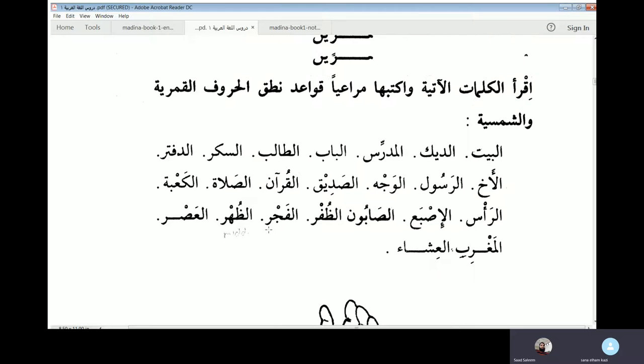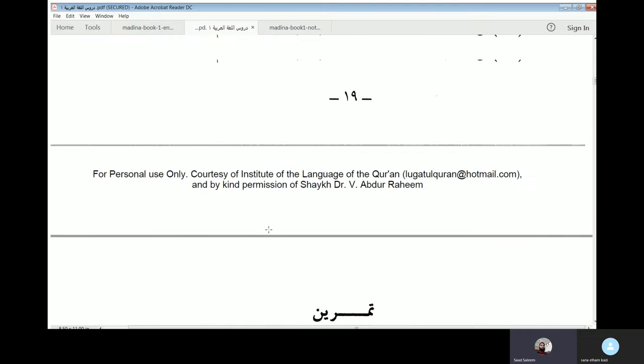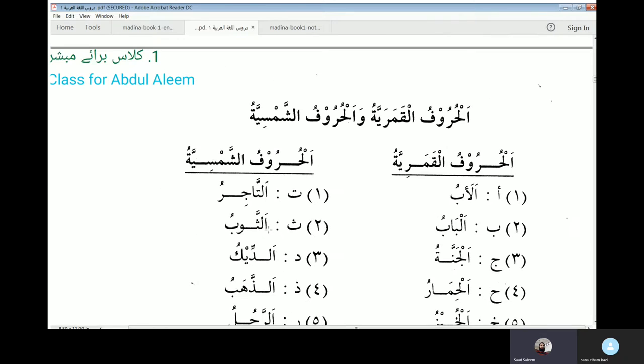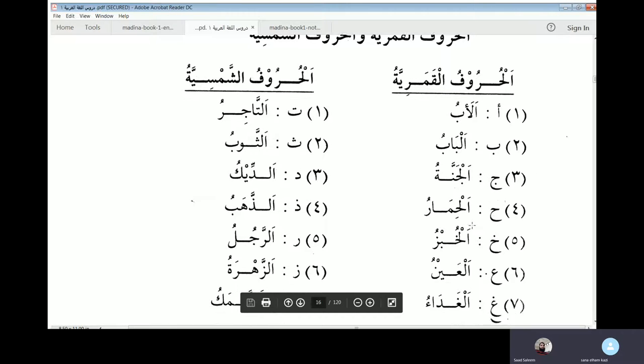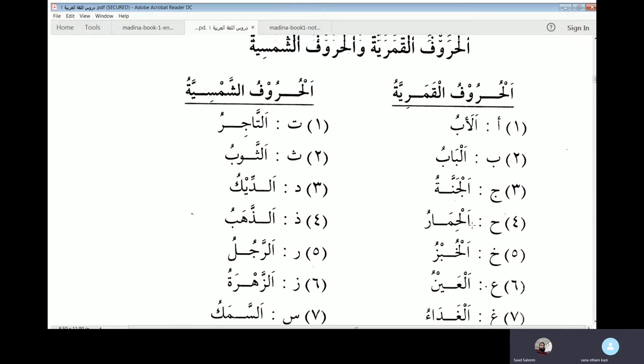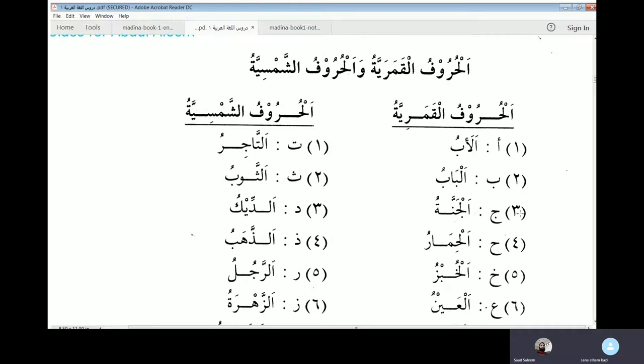Here we are going to learn about Huruf al-Qamri and Huruf al-Shamsi. In Huruf al-Qamri, we pronounce Lam, but in Huruf al-Shamsi, Lam is silent. We have 28 alphabets. Mr. Mujaddid, read the first 7 Huruf al-Qamri.